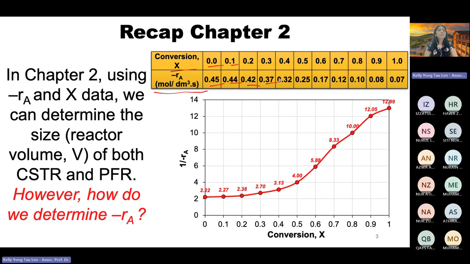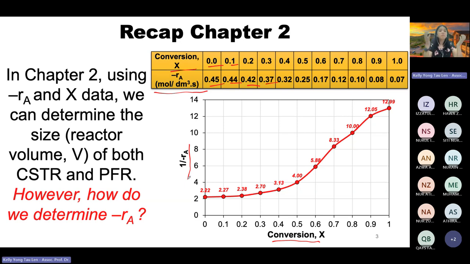This same information can also be represented in terms of a plot. We call it the Levenspiel plot. In this Levenspiel plot, the conversion is still the same, but the minus RA is now presented in the form of 1 per minus RA. That's the only difference. But the gist of it is that you will use this information to calculate the volume of the reactor, which is what we learned for PFR as well as CSTR. That is what you have done for the past 2 days.